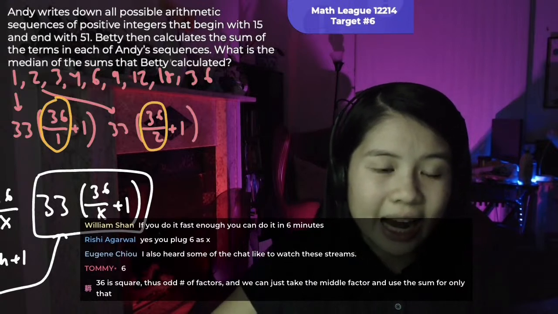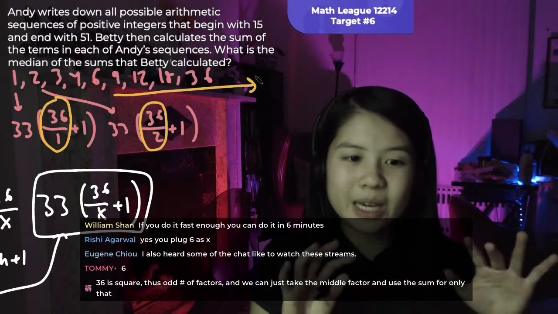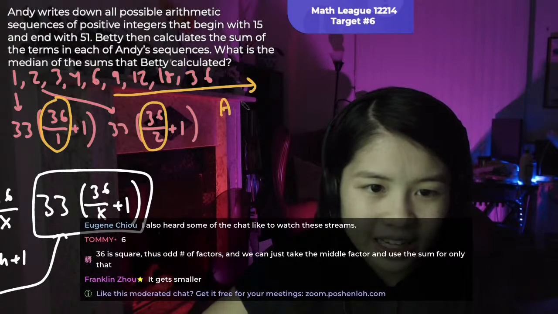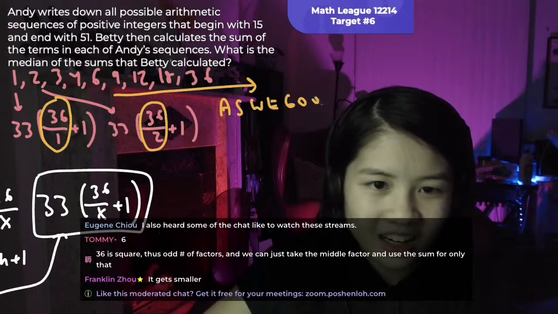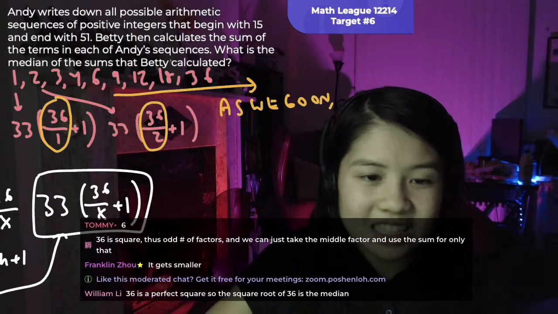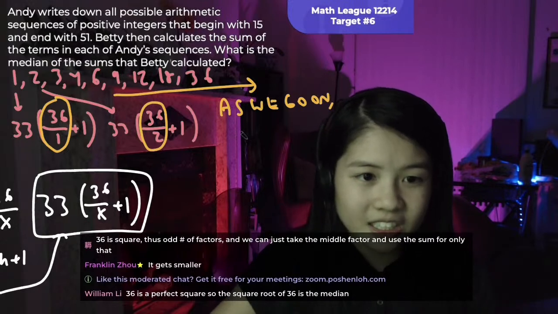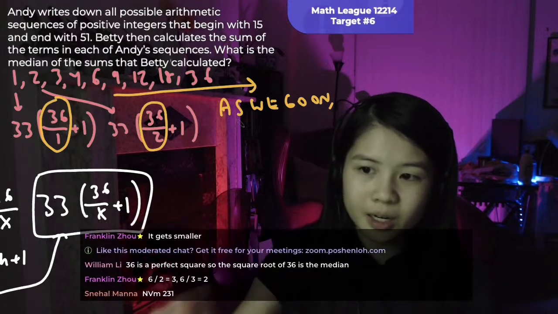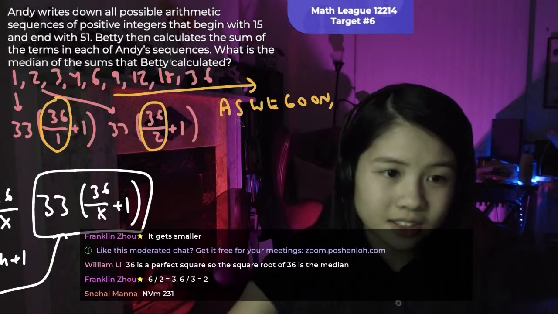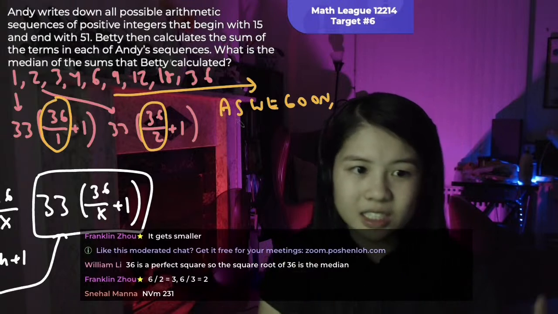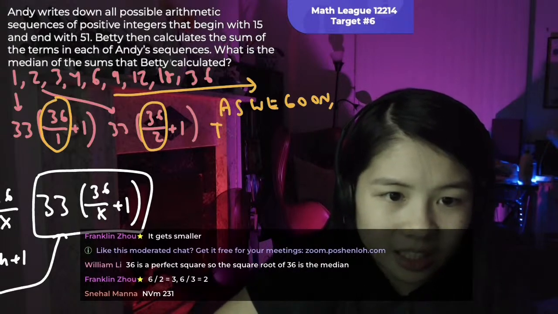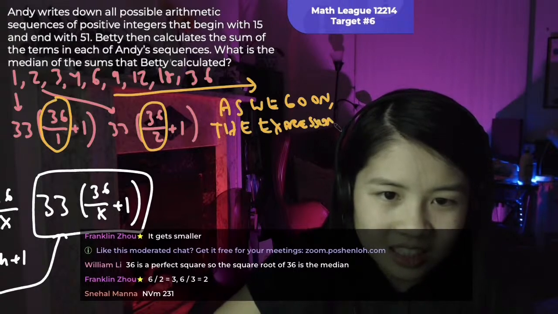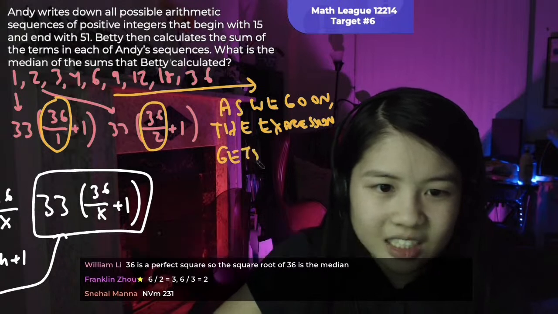So basically, here's the main punchline of the question. As we go down the line, the entire expression gets smaller. The reason is that the only part of it that's changing is the part that's circled in yellow, and that part gets smaller. So the entire expression will get smaller.